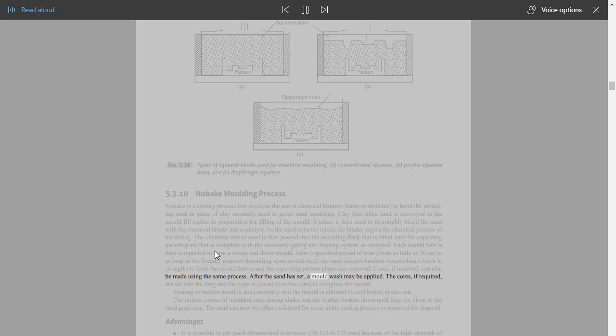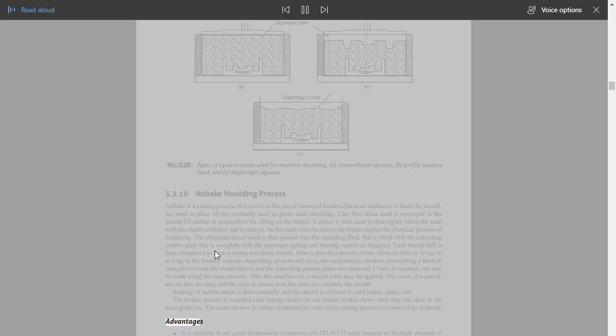After the sand has set, a mold wash may be applied. The cores, if required, are set into the drag and the cope is closed over the cores to complete the mold. Pouring of molten metal is done normally and the mold is allowed to cool before shake out. The broken pieces of molded sand during shake out are further broken down until they are close to the sand grain size. The sand can now be either reclaimed for reuse in the casting process or removed for disposal.